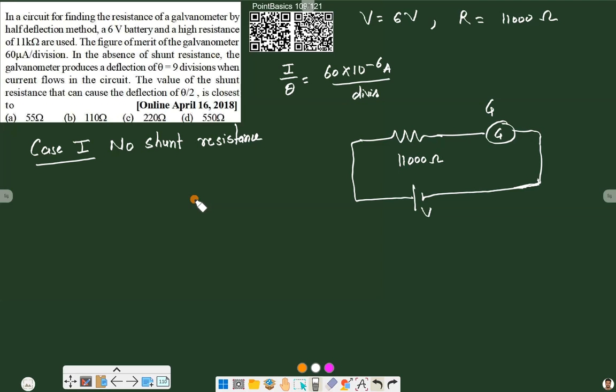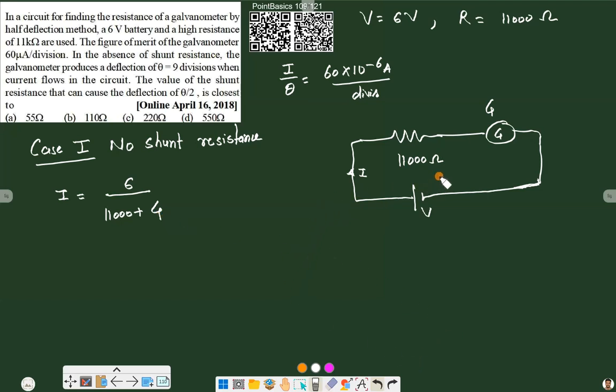So current in this circuit will be the potential, that is 6 volts, divided by this resistance plus resistance of the galvanometer, so 11,000 plus G.